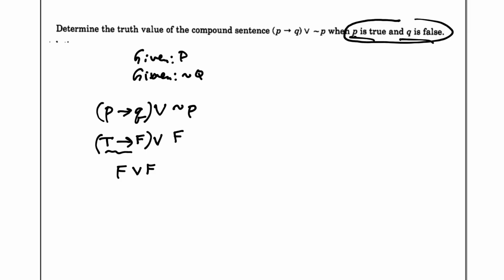A decent way to do this, actually, is to write underneath the symbol itself. So everything else gets copied. And now false or false is false. I'll put it underneath this symbol. So I simplify this all the way down, and the truth value of this compound sentence is just false.